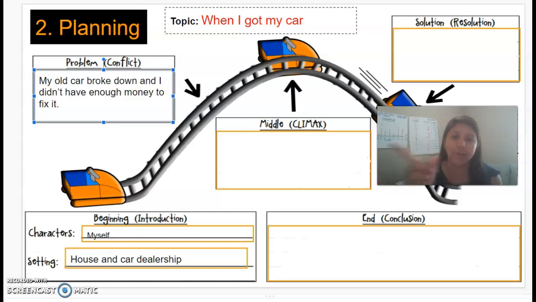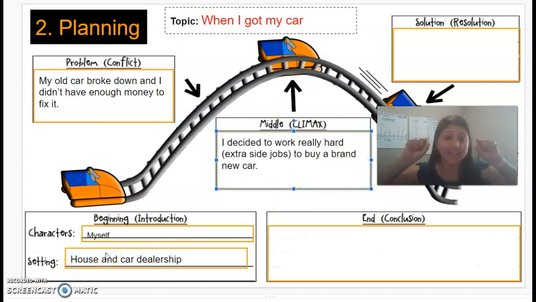Okay, so I put that here where it says problem, conflict. So my old car broke down and I didn't have enough money to fix it. So that's when I got the bright idea, ding, to go ahead and work really hard to purchase a new car so I didn't have to worry about fixing it. So I'm going to put that here in the middle. So the climax is my exciting moment where I thought, you know what, I'm so tired of trying to fix this old car. I'm going to work really, really hard, do side jobs, mowing the yard, doing tutoring, doing extra jobs so I can buy a brand new car.